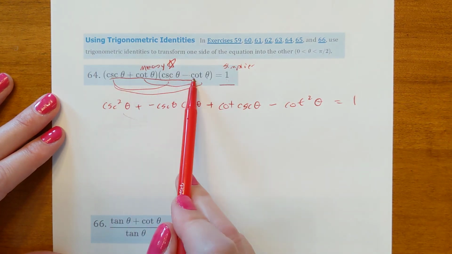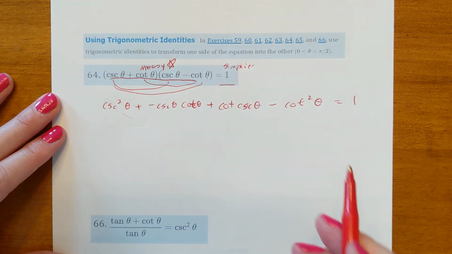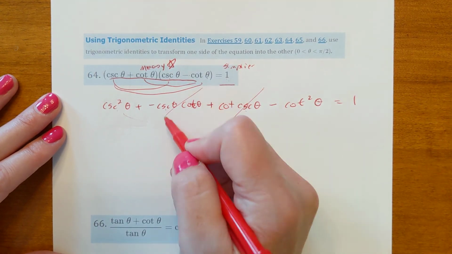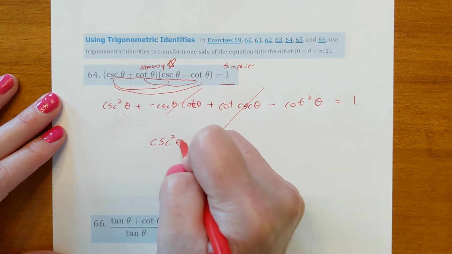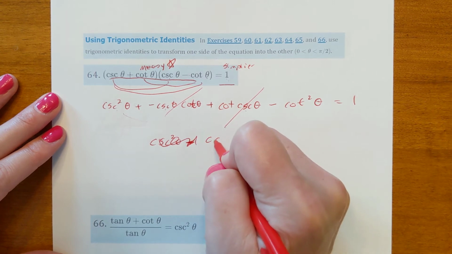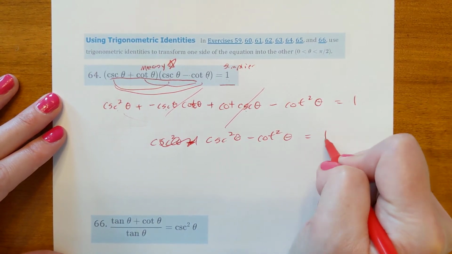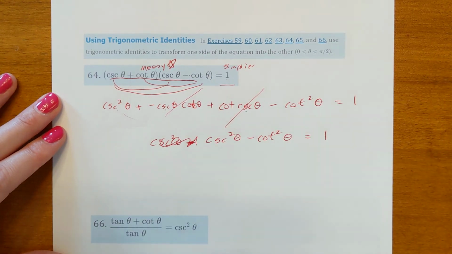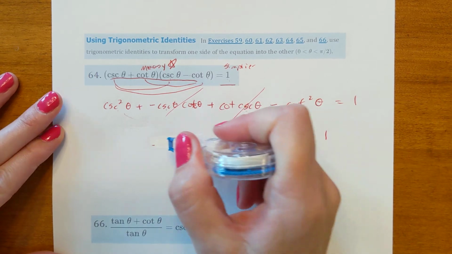So I FOILed this side out. Cosecant times cosecant, cosecant squared, etc. Notice that's plus, that's minus, bam, gone. And so then we're left with cosecant squared plus, oh, well, not plus, minus. Cosecant squared theta minus cotangent squared theta is equal to 1. So, I know that'll haunt some of you at home. We'll just take care of it. All gone.